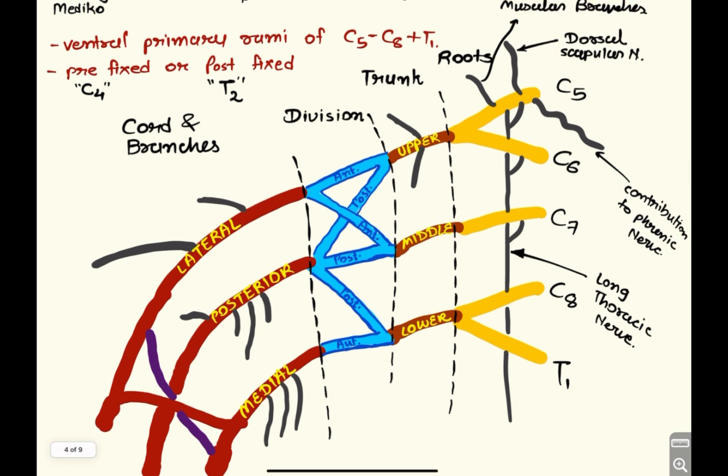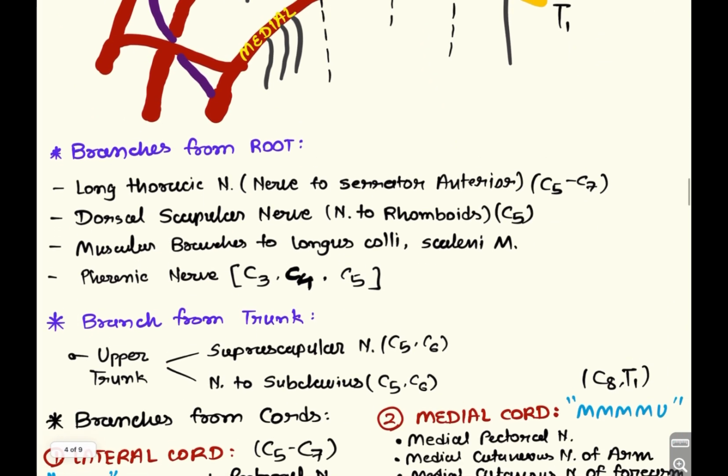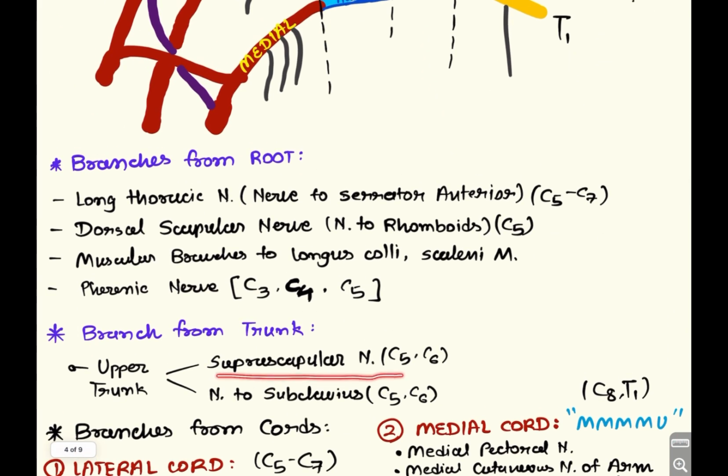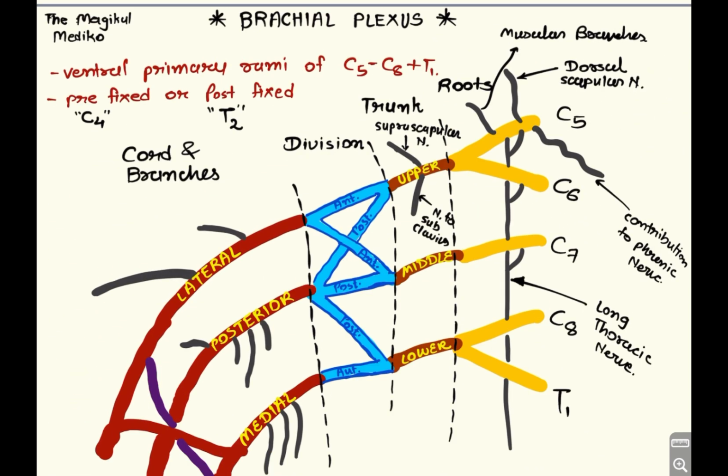Now let's talk about the branches from the trunks. In the trunks we have branches coming only from the upper trunk. There are two branches from the upper trunk, the suprascapular nerve and the nerve to subclavius. The suprascapular nerve supplies the supraspinatus and infraspinatus muscles, while the nerve to subclavius supplies only one muscle, the subclavius muscle. Both have a root value of C5 and C6. These are the branches coming from the upper trunk, the suprascapular nerve and nerve to subclavius.